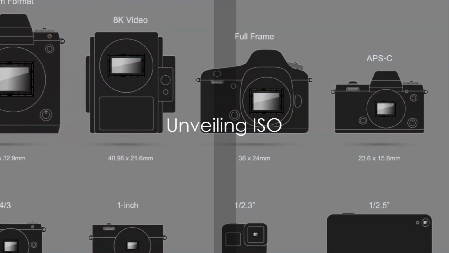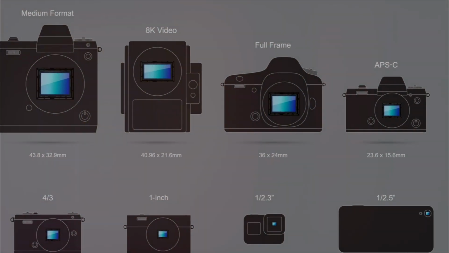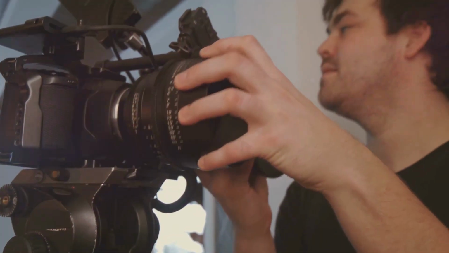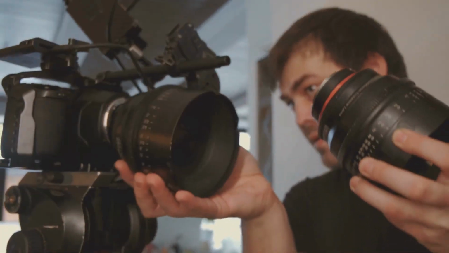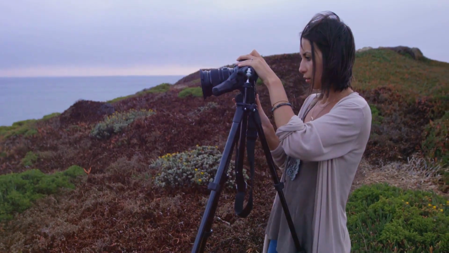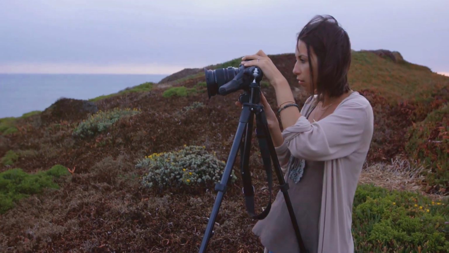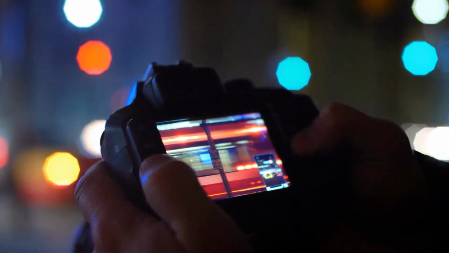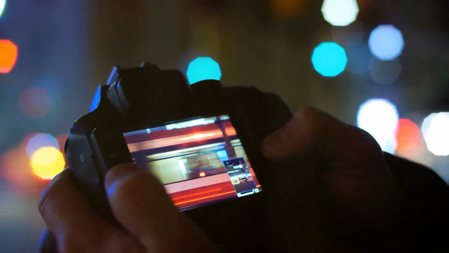Lastly, ISO. ISO is the sensitivity of your camera's sensor to light. A low ISO number means less sensitivity to light and finer grain, ideal for bright conditions. A high ISO number means more sensitivity and more grain, which can be helpful in darker conditions. But beware, a too high ISO can lead to noisy, grainy images.